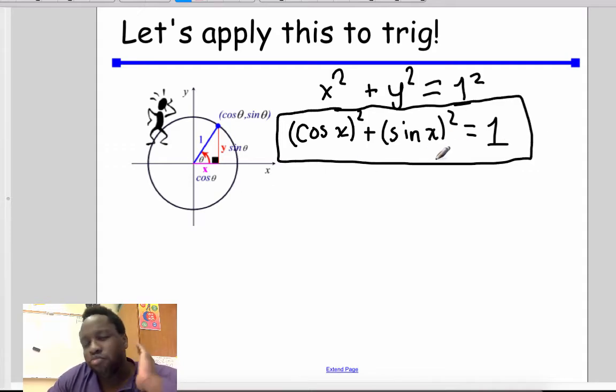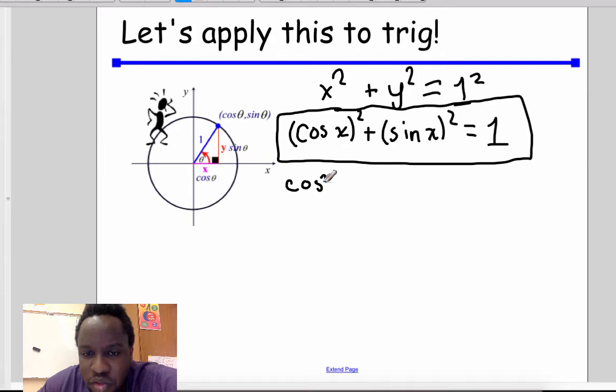But for simplicity's sake, I would remember cosine squared plus sine squared equals 1. And you can have x or theta. I should have put theta, but I put x. And then we can also manipulate this. Another thing is that typically we don't write it as cosine x in parentheses squared. We typically write it as cosine squared x plus sine squared x equals 1.